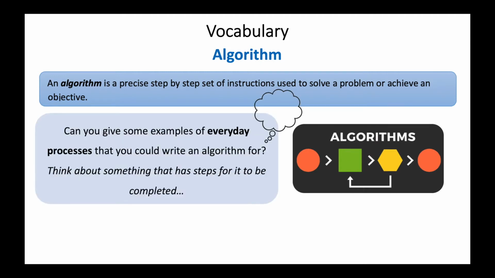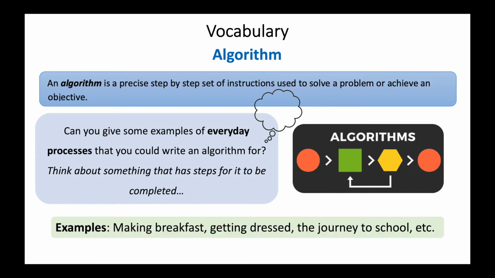Can you give some examples of everyday processes that you could write an algorithm for? So think about something that has steps for it to be completed, something that you might see every day or something you might do every day. Think back to the previous examples we looked at, for example, doing your handwriting at school. So some examples we have are making breakfast, getting dressed, the journey to school.